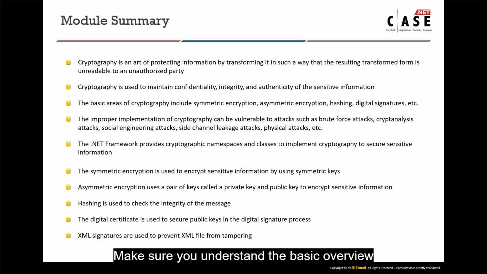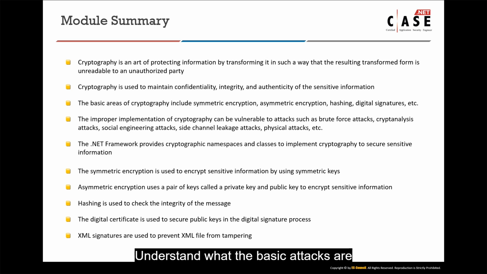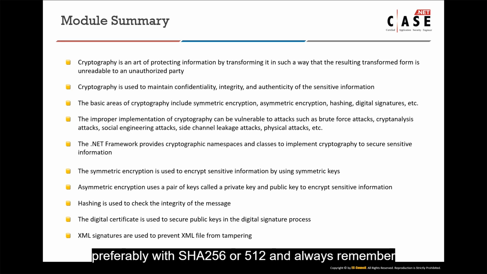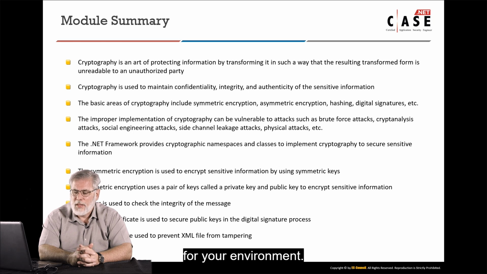Make sure you understand the basic overview of symmetric, asymmetric, hashing, and digital signatures. Understand what the basic attacks are and how to defend against them. Most importantly, understand when using symmetric cryptography, try to go with AES 256-bit in CBC mode. When using hashes, use an HMAC, preferably with SHA-256 or 512. And always remember to use the largest key that's appropriate for your environment. These are a few of the most important items we covered in this module.